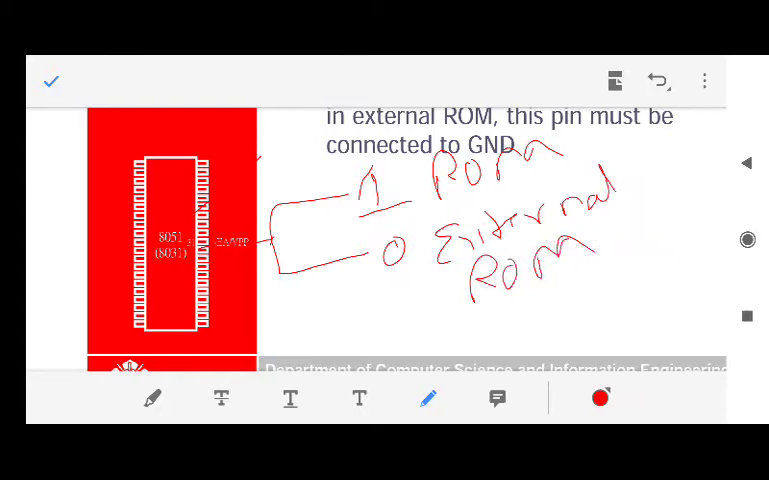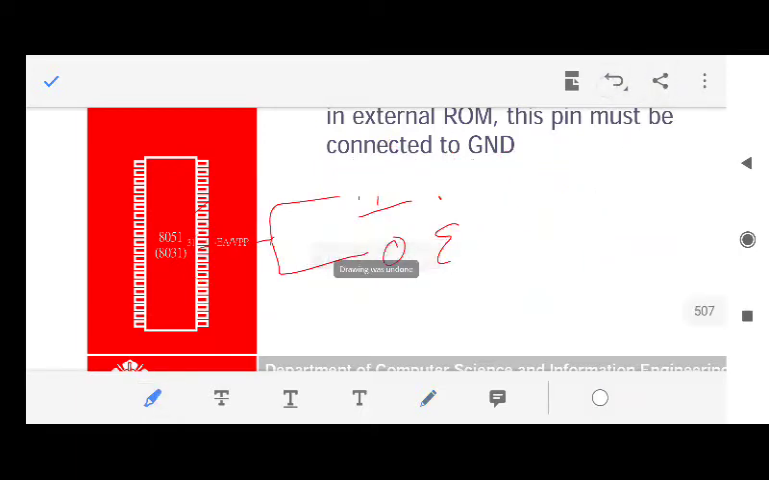How does the 8051 know whether it is connected to external memory or not? What is the use of this external access pin? This is an input pin. I am again repeating: you input a signal to it. If it is 1, it is using the internal ROM, the 8051 should use the instructions which are saved inside the 8051 ROM. And if it is 0, that means all the program or all the instructions are saved in the external memory. This is the use of the external access pin.